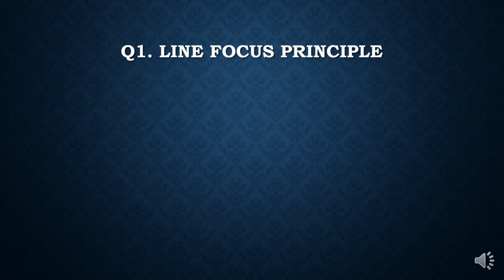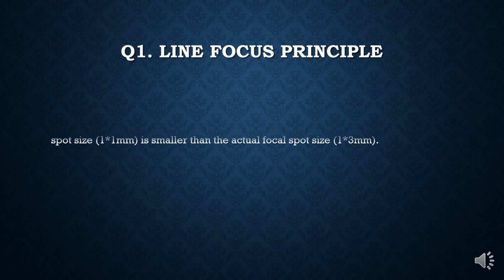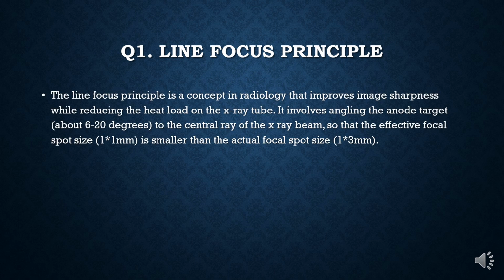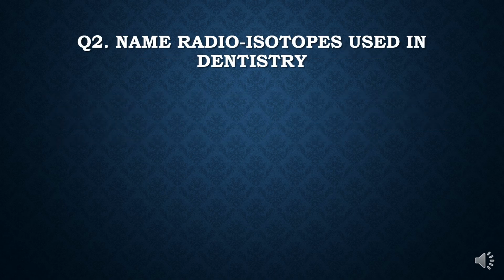Question number 1 is line focus principle. Benson's line focus principle is a concept that improves image sharpness while reducing the heat load on the X-ray tube. It involves angling the anode target about 6 to 20 degrees to the central ray of the X-ray beam so that the effective focal spot size is smaller than the actual focal spot size.